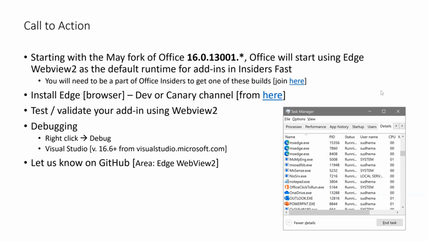But most importantly, the third bullet, test and validate your add-in, test auth, test all the corner scenarios of your add-in, and give us feedback on this. Like we need to know that all of your add-ins are working as is before we get this out to the production rings. And of course, I do have a GitHub sort of an area over there for you if you run into any issues or if you run into any sort of a problem running on Edge WebView 2 for your add-in.